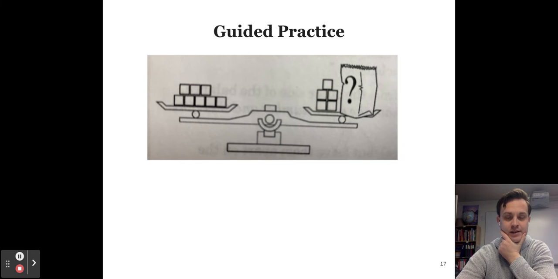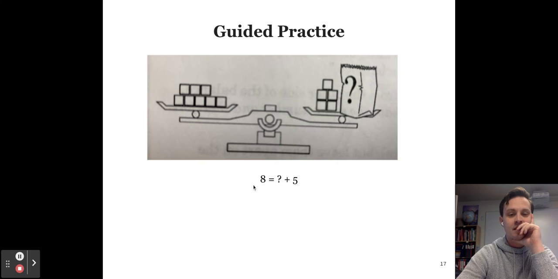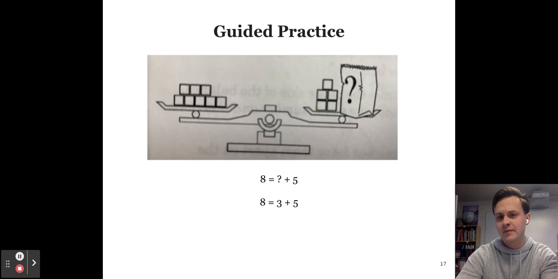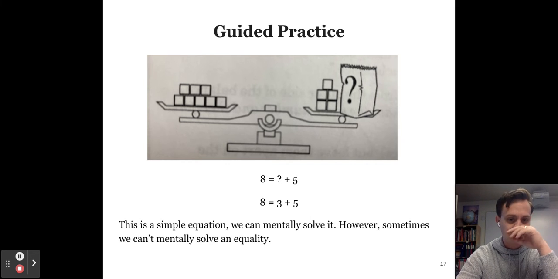So let's do some guided practice. We can see a problem here. On one side, there are 8 cubes. On the other side, there's 5 and a question mark. So this is easy, right? There are 3 cubes in the bag. This is a simple equation. We can mentally solve it.